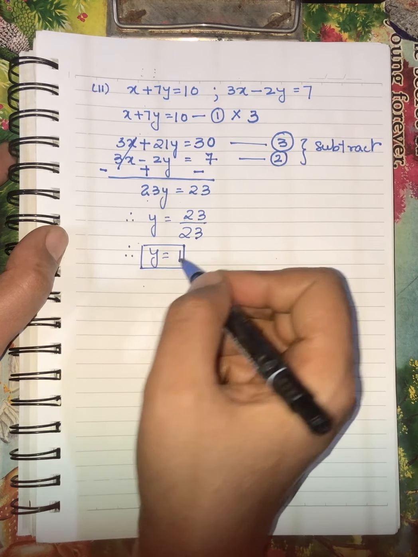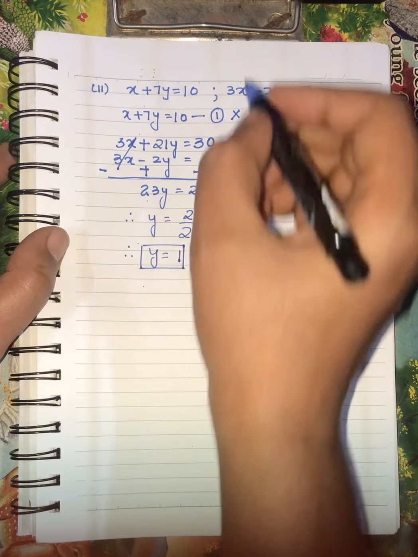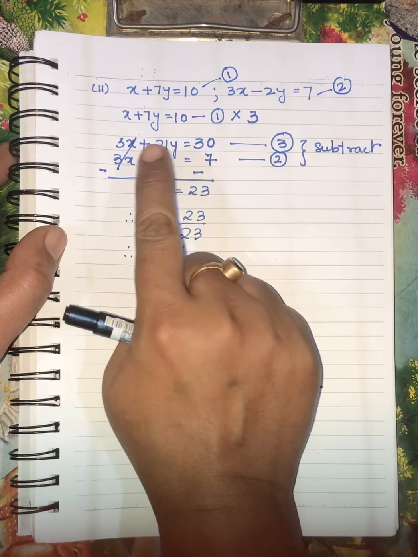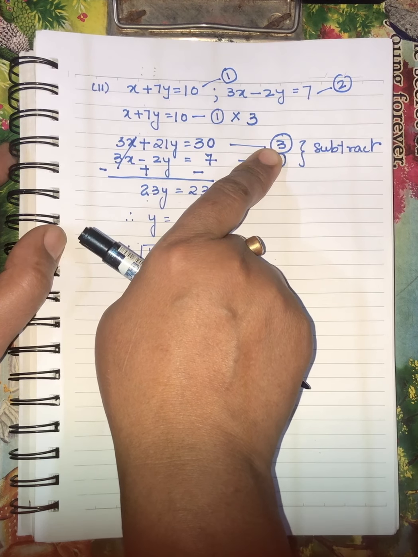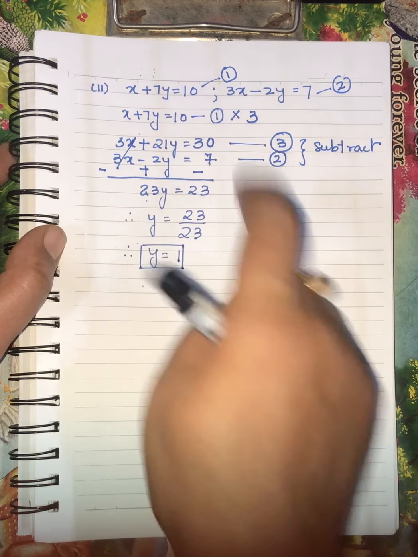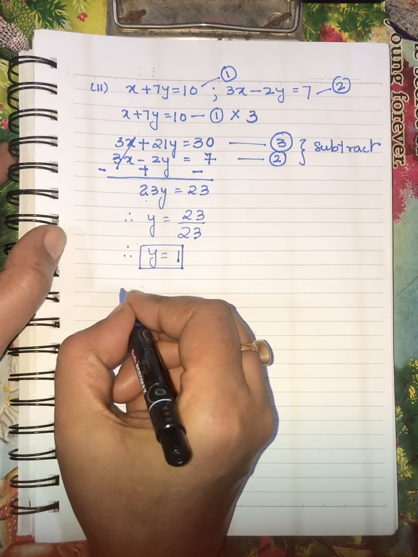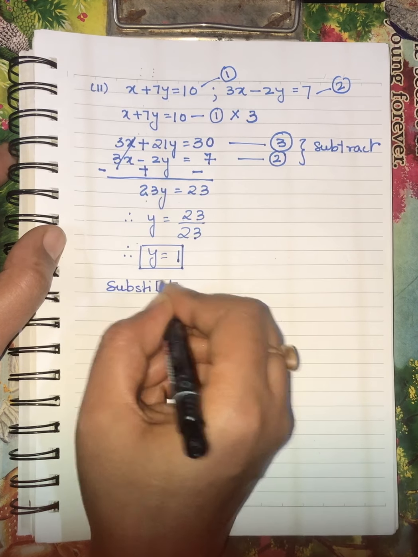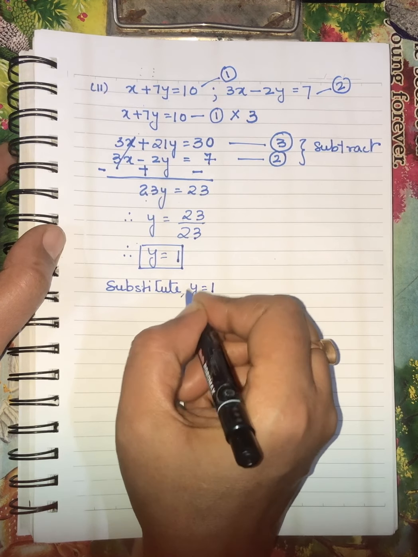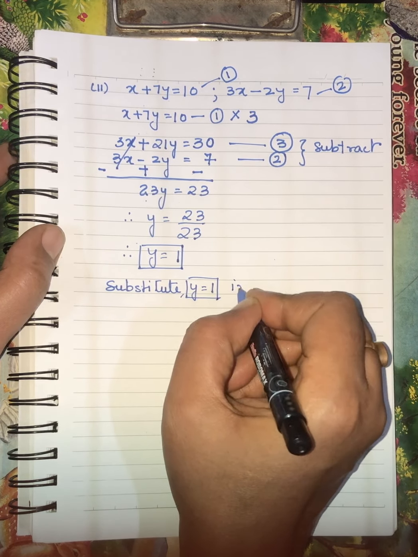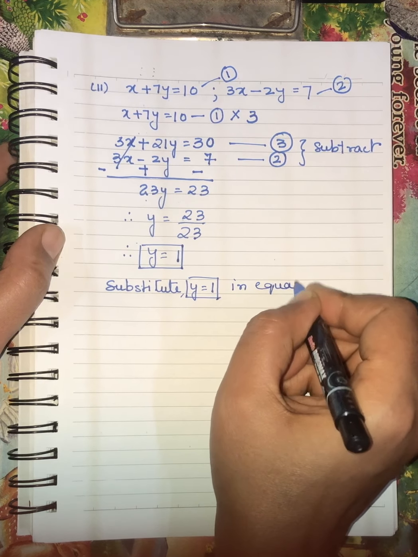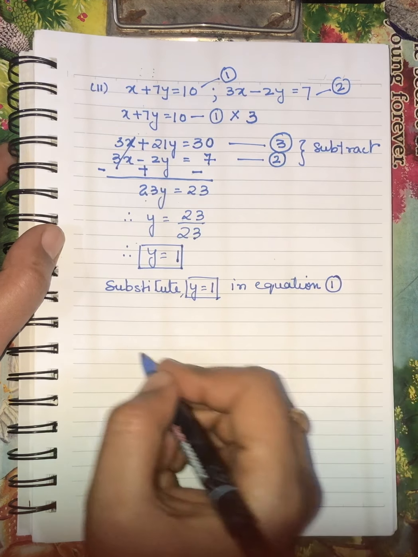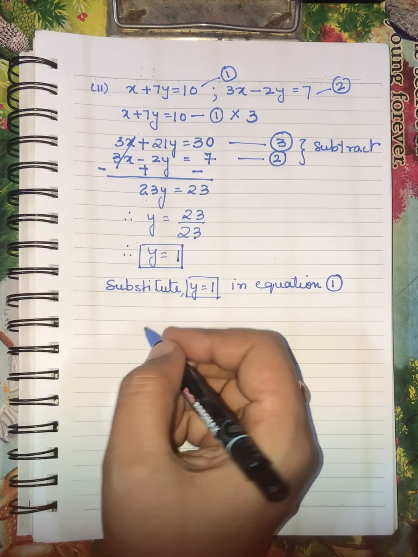You got the value of y. Substitute it in any one of the equations, either in the first equation or in the second equation, or even you can do in the third equation, which is the transformed equation of the first one. Alright. So, substitute y is equal to 1 in equation 1. I am putting in 1. You can even put in equation 2 and 3 also.